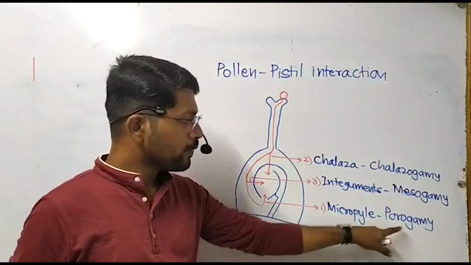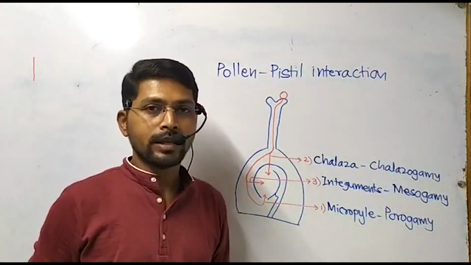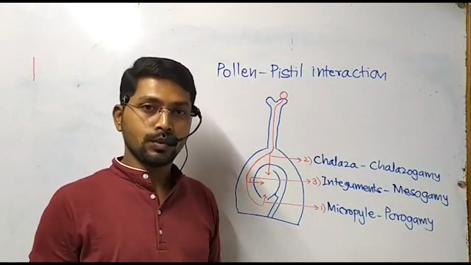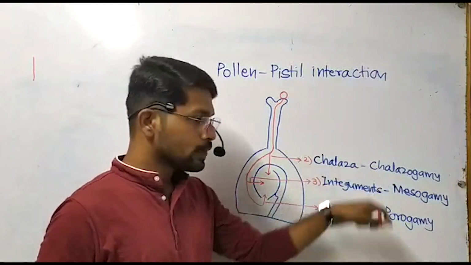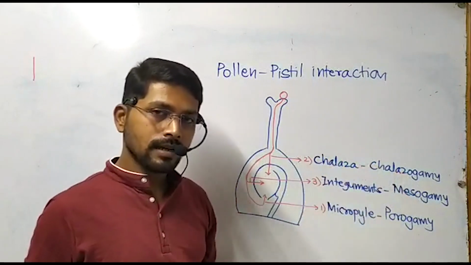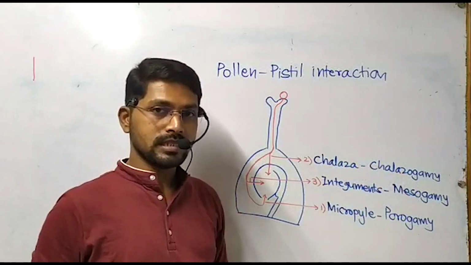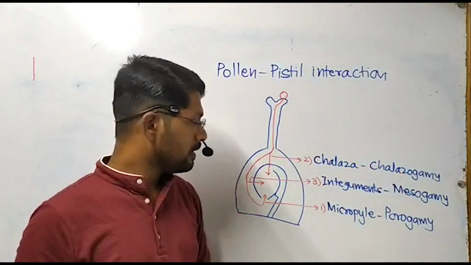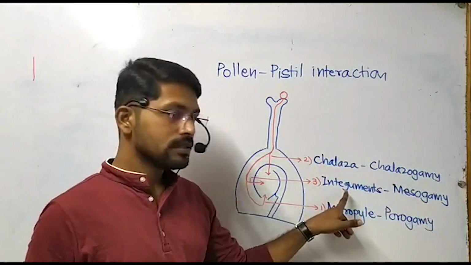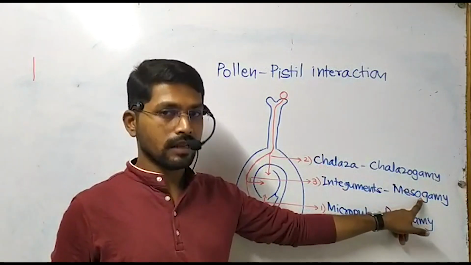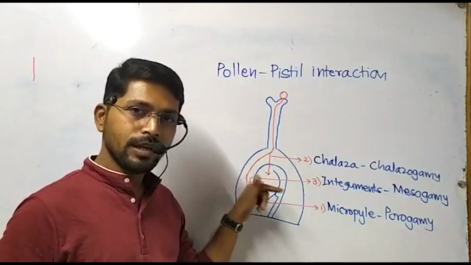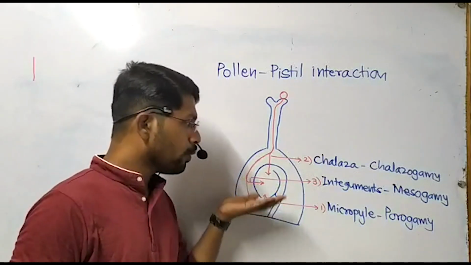To remember, it is very easy because the micropyle is the minute pore. When the pollen tube enters through the micropyle, it is called porogamy. Easy to understand, easy to remember. Chalazogamy, the name itself has the term related to the chalaza, so it is also easy to remember, but you have to focus on mesogamy because integument such terms are not mentioned in the phenomenon. Mesogamy, meso, in between. Now the entry point is through the integuments, which is in between the micropyle and chalaza.